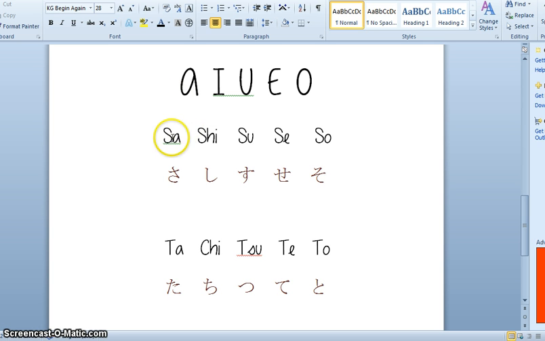Now, in my last video, I told you to add each one of the letters to the sounds, but this one has an H in it. You would think that it would be si because I told you to add each sound to the next one, but it's an exception. I'm not exactly sure why, but there is an H in it. So it's not sa, si, su, se, so. It's sa, shi, su, se, so. Okay? So now that we have that covered, this one is sa.